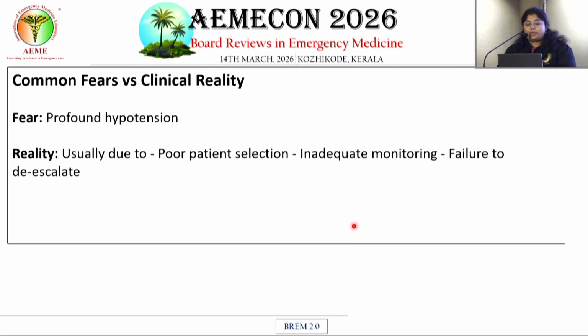So what is the most common fear when it comes to a high-dose nitroglycerin infusion? Everyone says that my patient will go into hypotension, so that's why they're scared of using a high-dose nitroglycerin. But the reality is that if a patient of SCAPE goes into hypotension, it is usually due to poor patient selection or inadequate monitoring or failure to de-escalate once the patient's BP decreases.